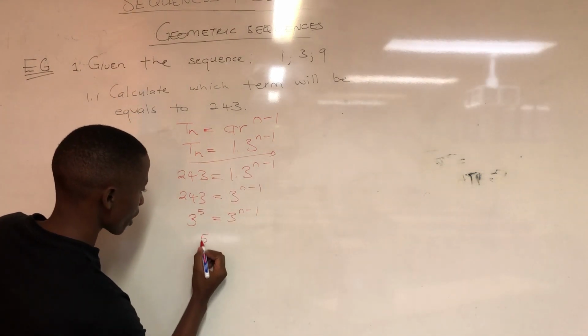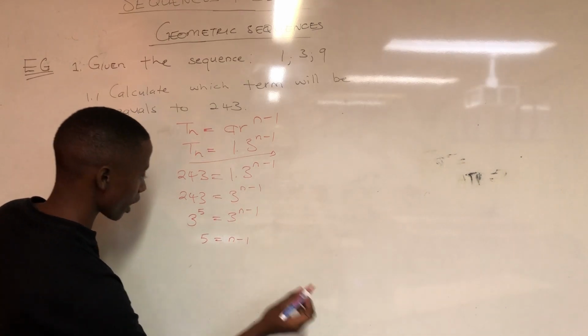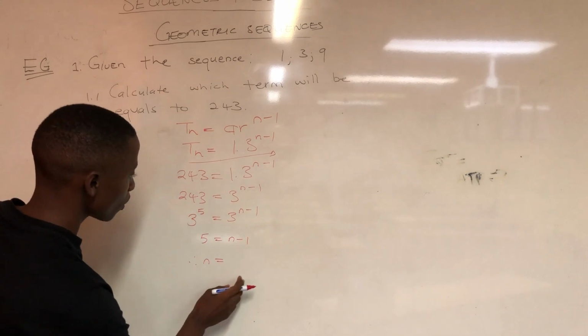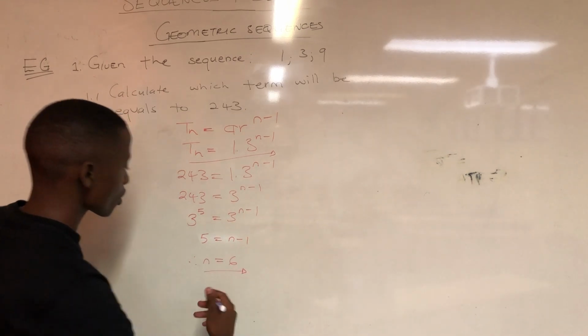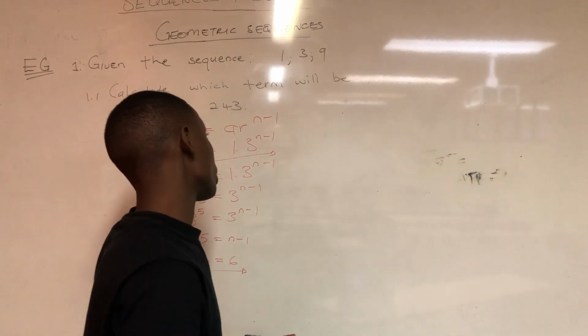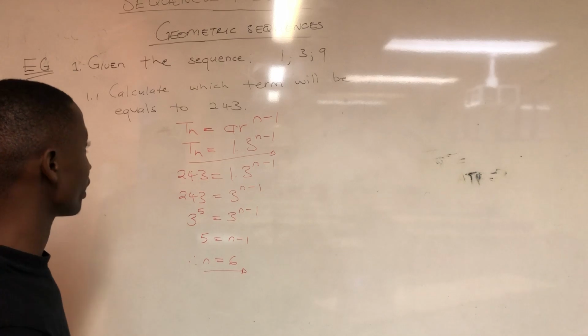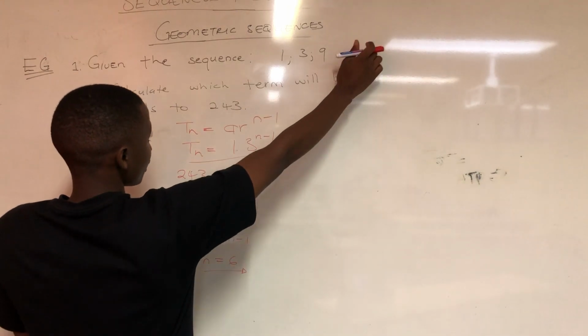So we have 5, we take 5 down, is equal to n minus 1, take that down. And therefore, our n will be equal to 5 plus 1, which is 6. And that's how it goes. So that means that 243 is equal to T6. Okay? Yes, term number 6. 243 is term number 6 in this sequence.